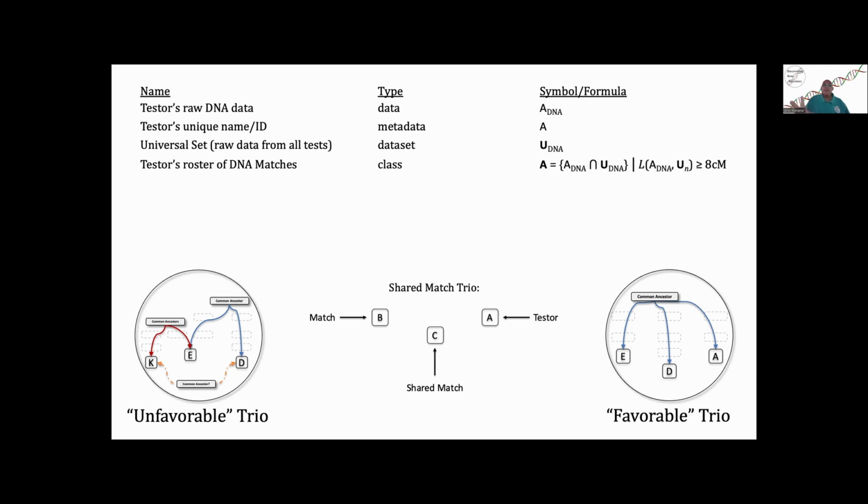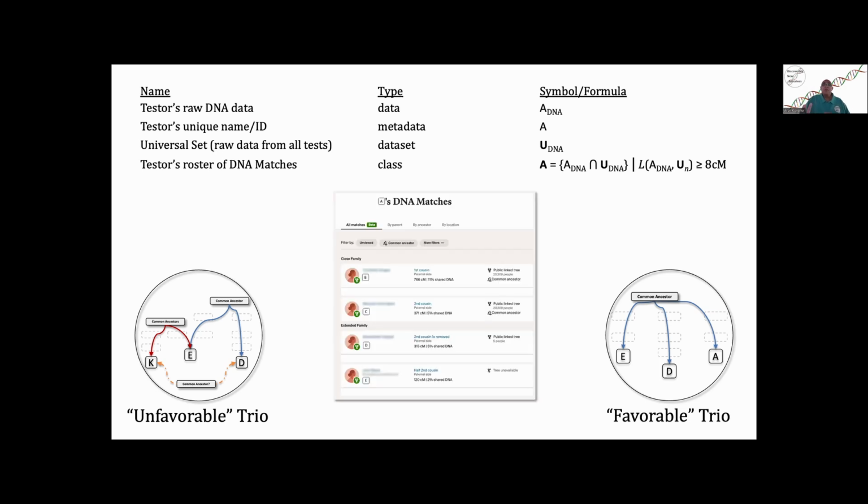Taken together, this says that tester A's DNA matches are the intersection of the tester's raw DNA data with our universal set, such that, the vertical line means such that, the linkage or shared DNA between our tester's data and the matching element of the universal set is greater than or equal to 8 centimorgans. Now, this pretty much describes what happens when we sign into our testing provider and review our DNA matches. We're just taking a moment to better understand the process systematically.